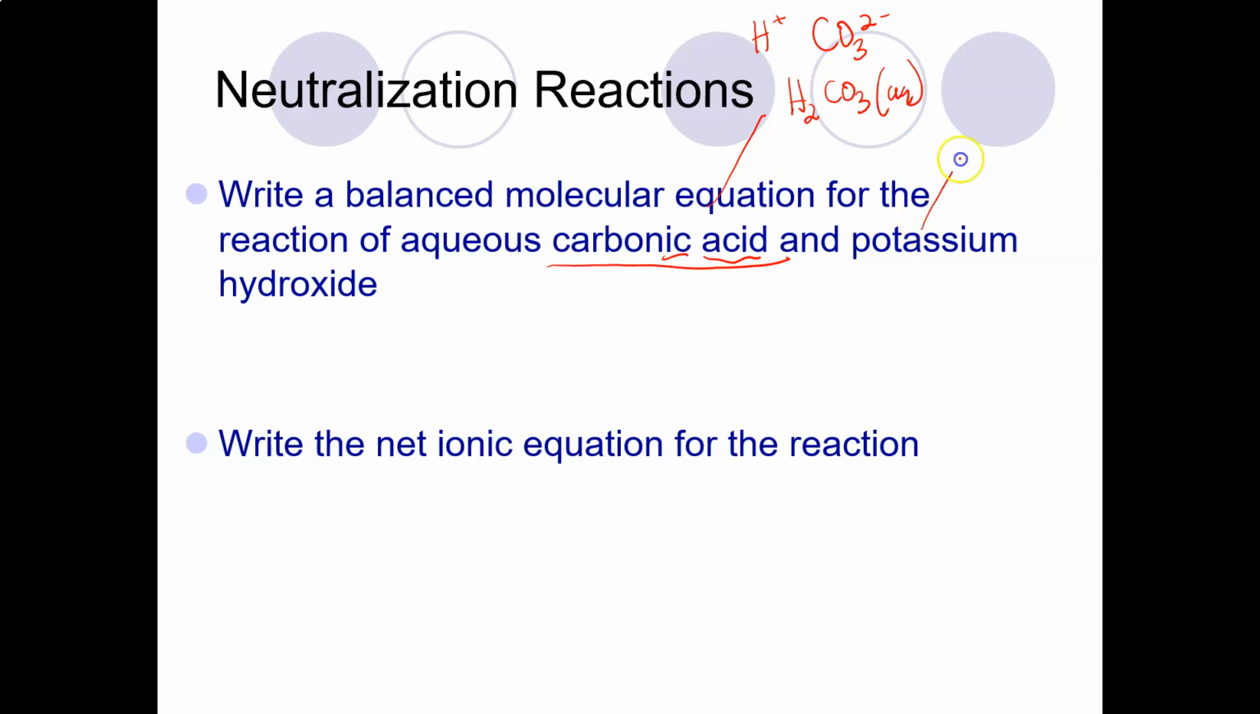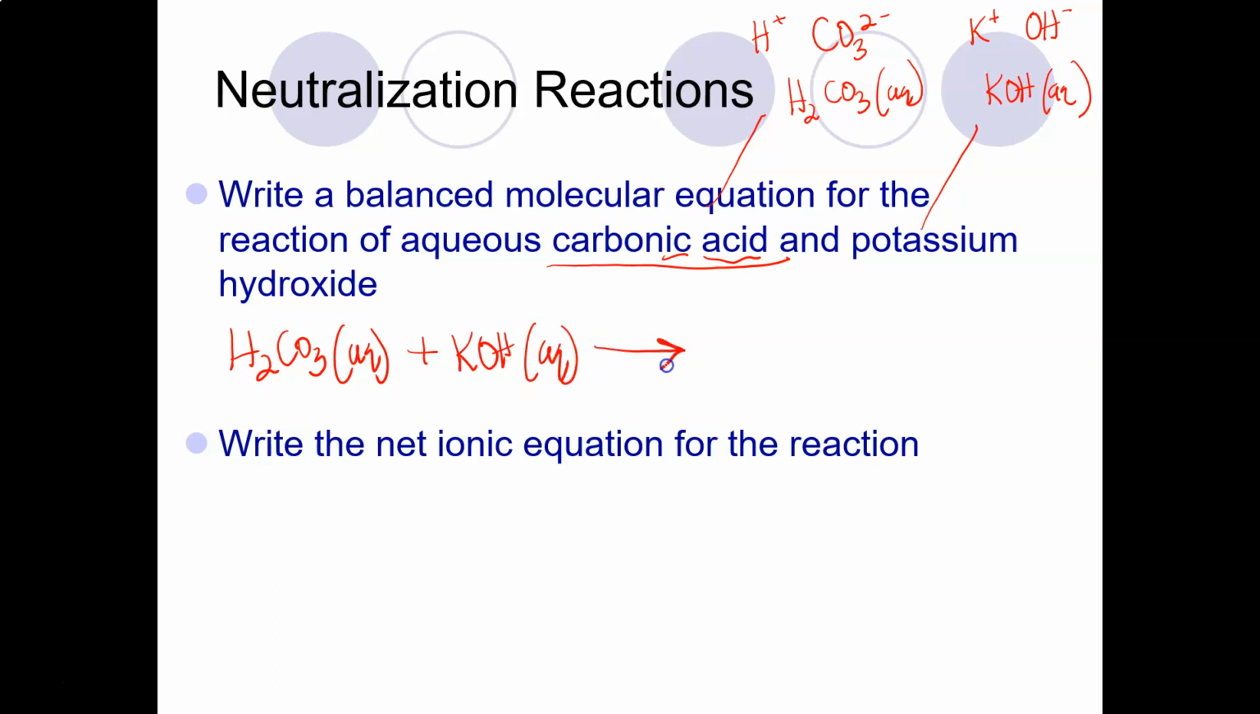And then the next name says potassium hydroxide. So potassium, we have to remember, is K. Look on the periodic table, it's in group 1. K plus. Hydroxide is a polyatomic ion, OH minus. So when I make this for the charges to cancel, it's KOH. It's soluble according to the solubility rules. So H2CO3 aqueous plus KOH aqueous.